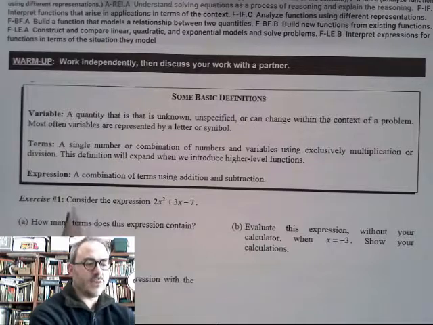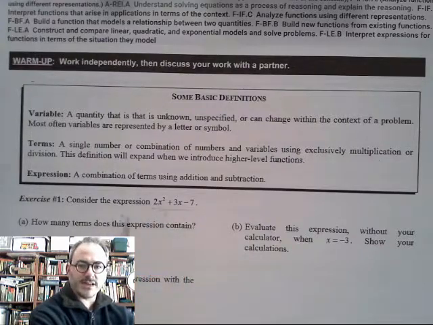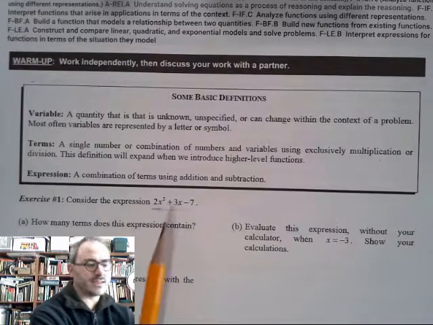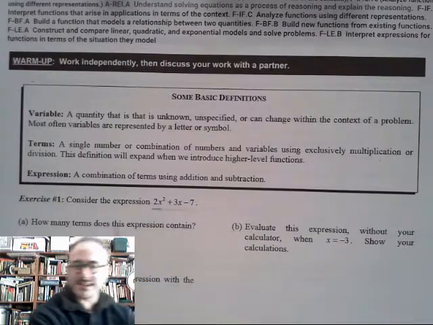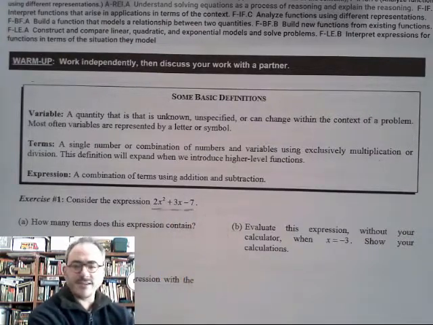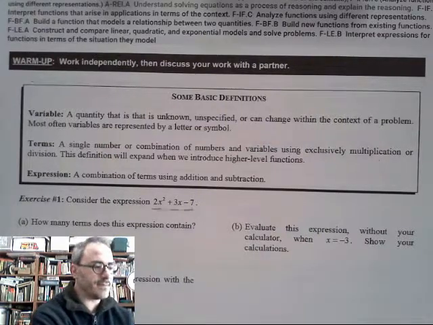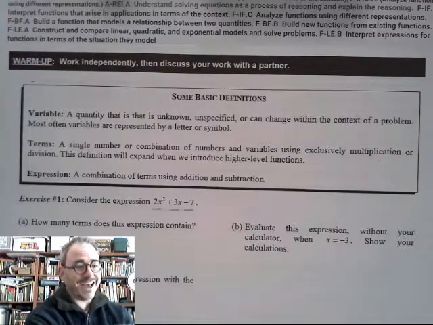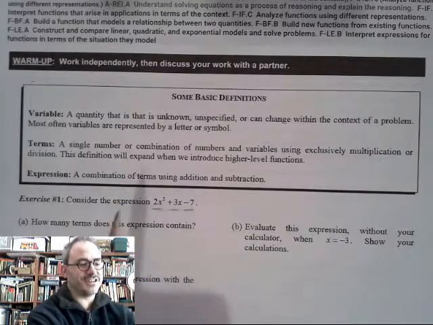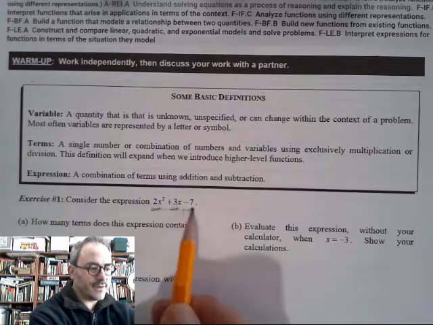So, exercise 1, consider this expression. Why is this an expression? Because it's a combination of various terms. We have a term here, that's one term, 2 times x to the second power. And we have another term here, 3x. We have another term here, negative 7. This expression has 3 terms. And the first question asks, how many terms does this expression contain? It contains 3. 1, 2, 3.